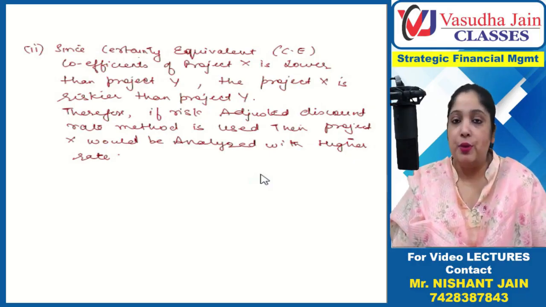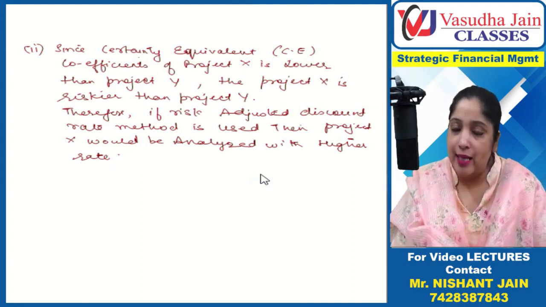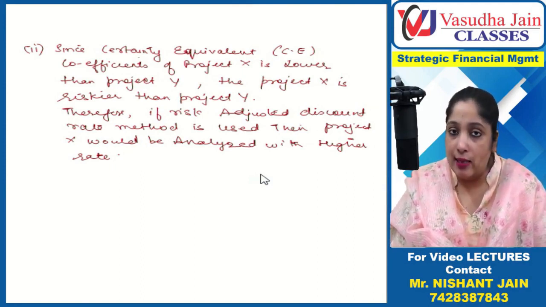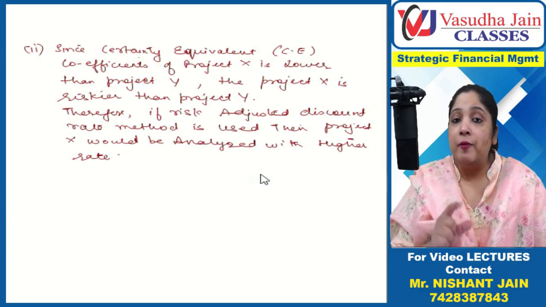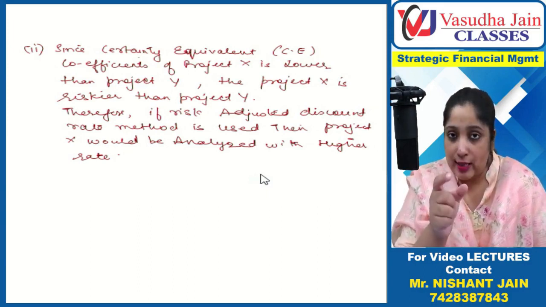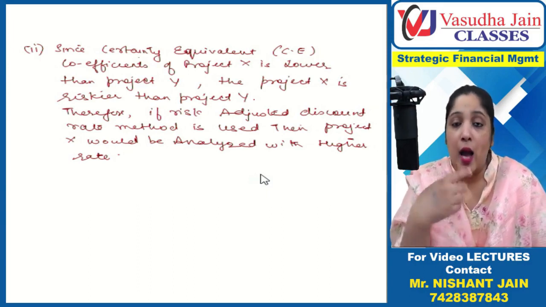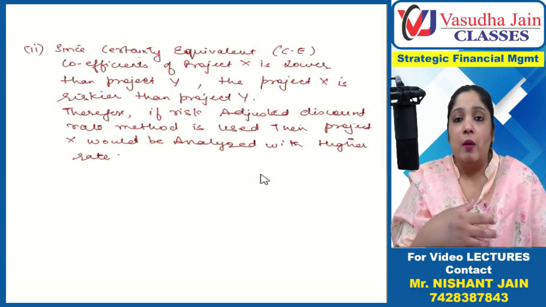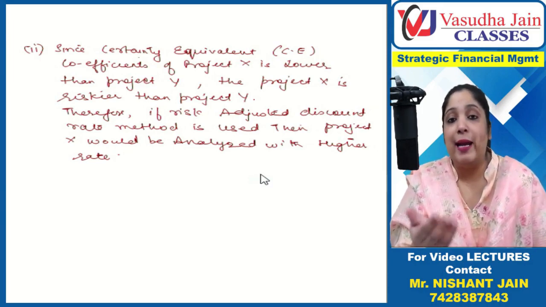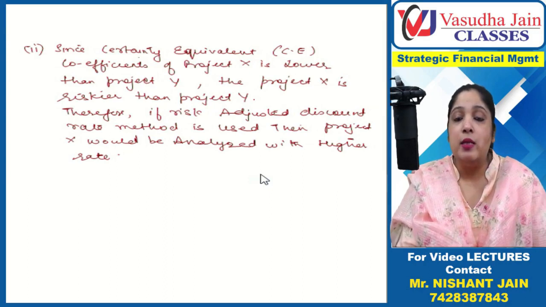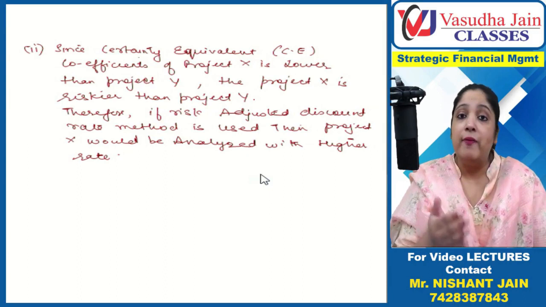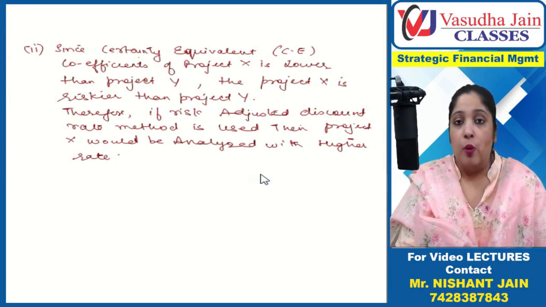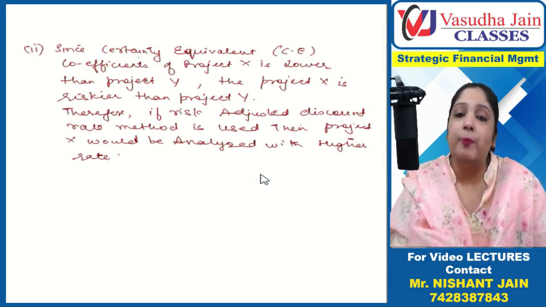I hope you have understood the certainty equivalent factor. Very easy concept, can be asked in the exam, in the practical portion also, and in objective questions. In an objective question, what they can ask you is that if the certainty equivalent coefficients, that is the percentages, are higher, that means good. Suppose I say 0.90, that means the 90% is certain that you will get. So the risk is less. But if the CEF is low, then that means there is more risk in the project.